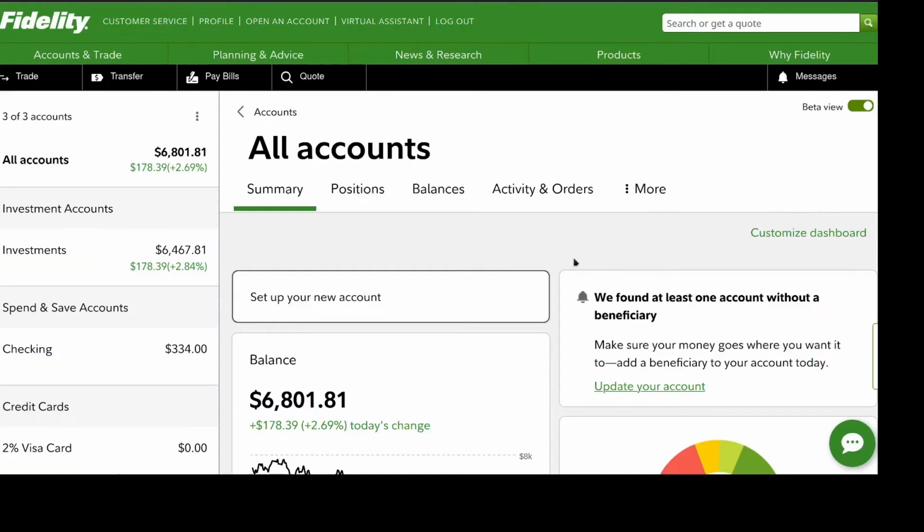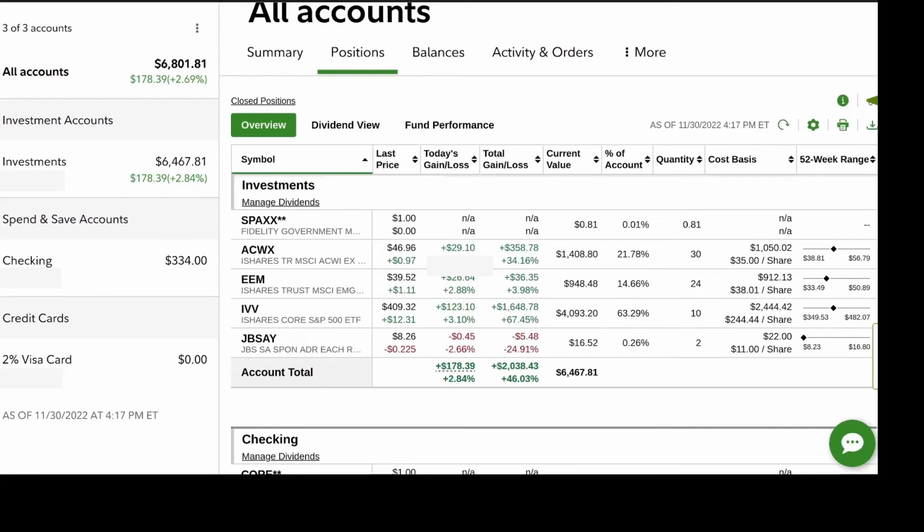All right, if we click on the portfolio here, we see that I have an S&P 500 fund. This is another thing that I like. So you can see the account total. You can see today's gain or loss. So this little portfolio that I have is up $178 today. I guess since I started, it's up $2,038. I mean, it's very clear, very easy to see. You can see the weekly range of the different stocks.